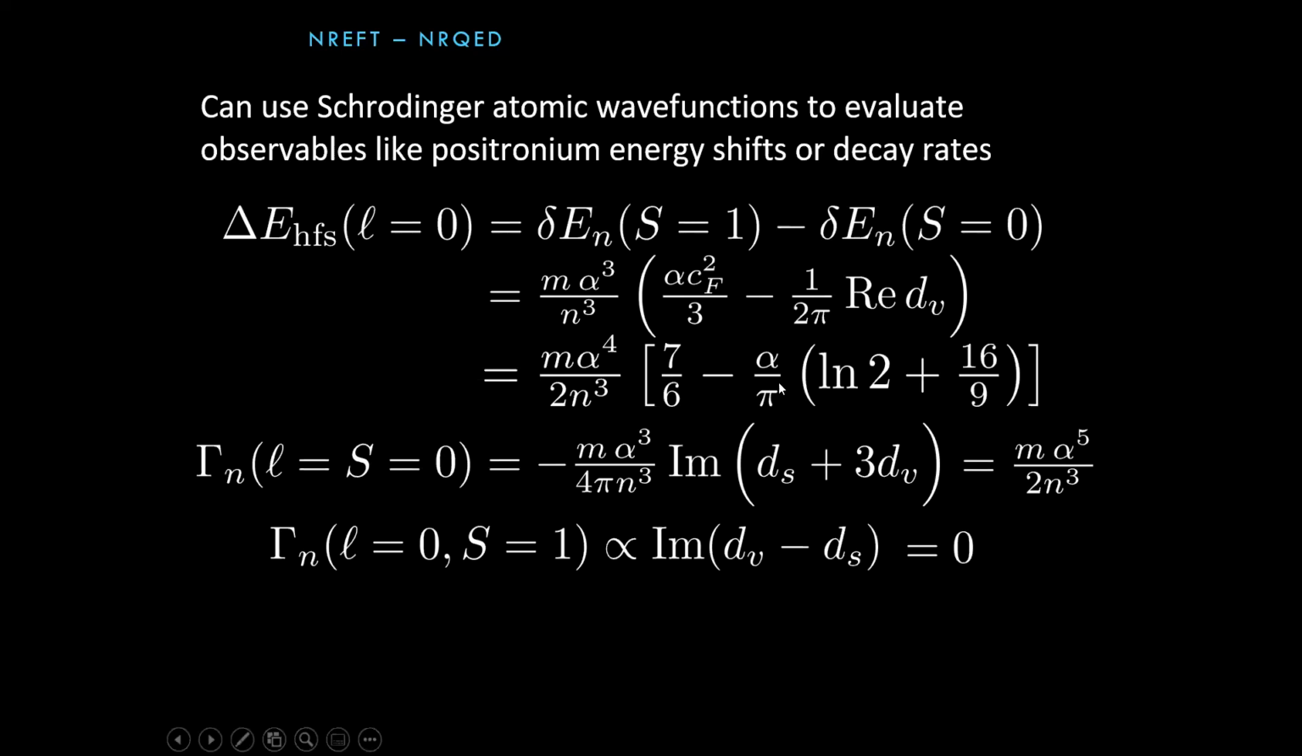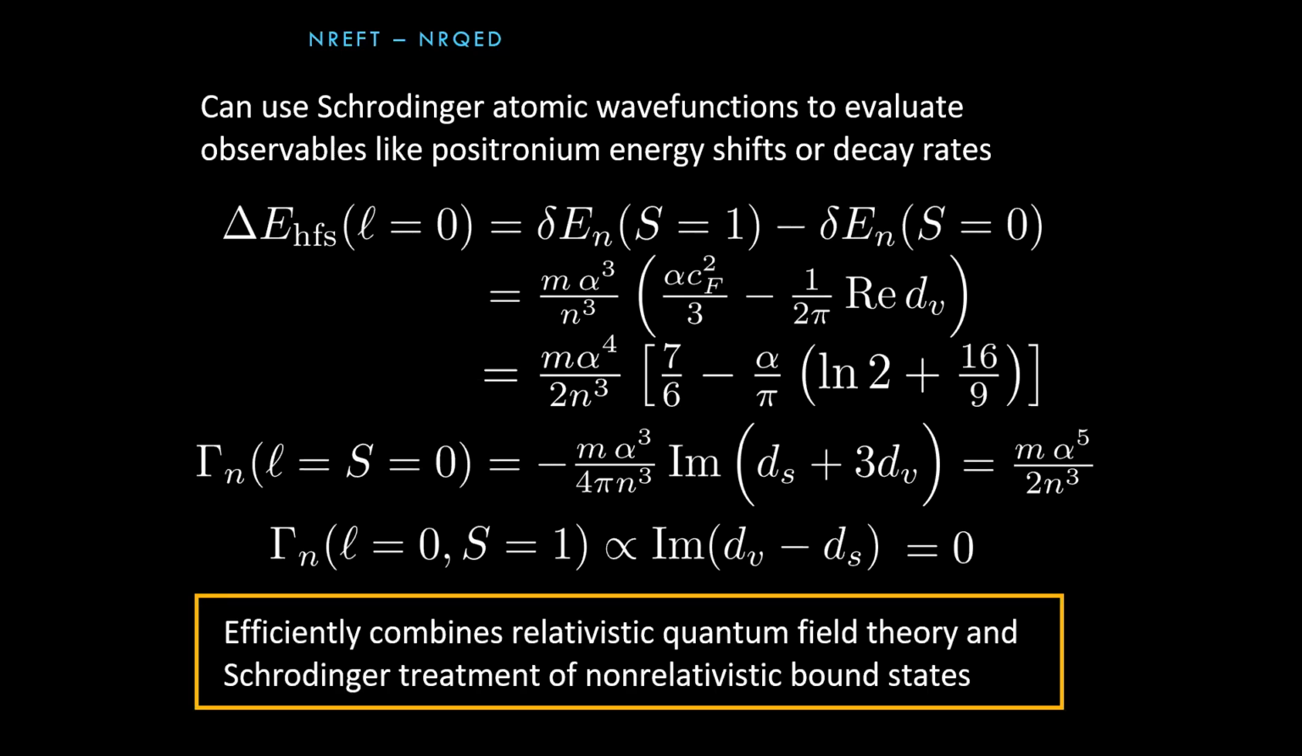and so you can reproduce in very simple ways detailed things, including higher order corrections in alpha, because of the efficiency of using ordinary Schrodinger techniques for the non-relativistic bound state part and combining them with the complicated relativistic radiative corrections that you do in the relativistic part, and the matching tells you how they relate to each other. So it's a very efficient way to do very precise predictions for bound states.